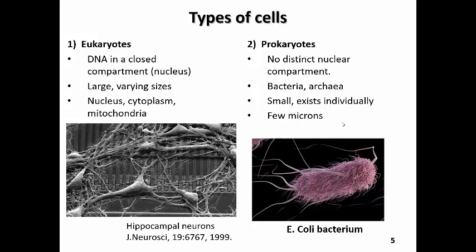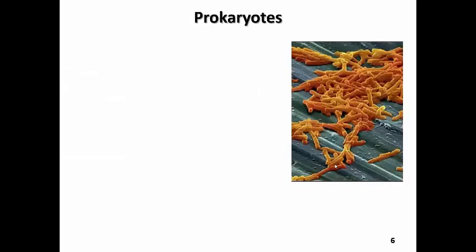The prokaryotes are typically a few microns in size, and although they do not have a nucleus, they do contain genetic information in the form of DNA and RNA, and do not have the same sort of cell membrane as the eukaryotic cell, but are defined by a cell wall. On this image, this is a computer-enhanced image of E. coli bacterium. Just another example here of prokaryotic cells.